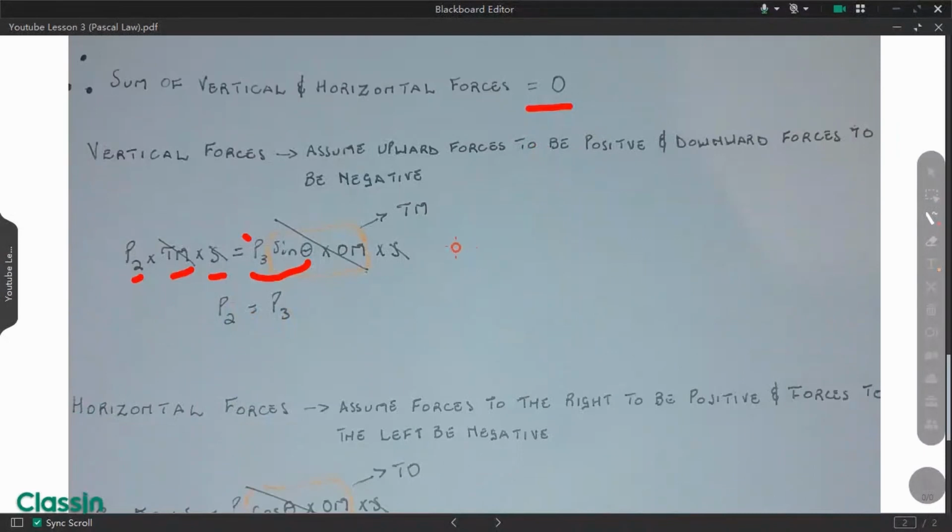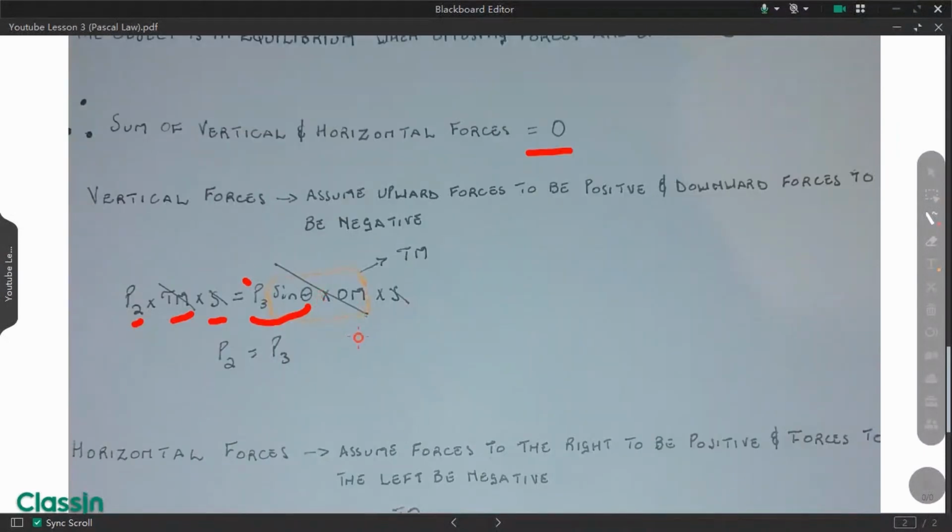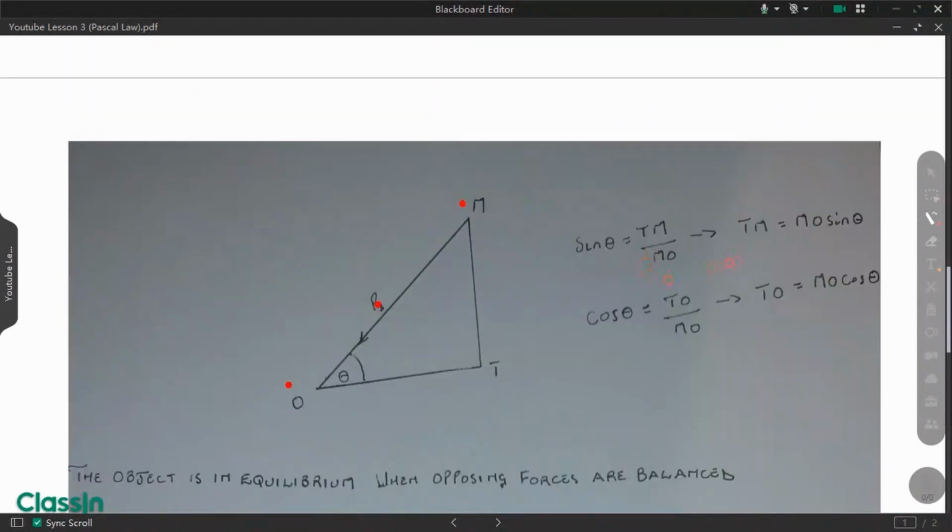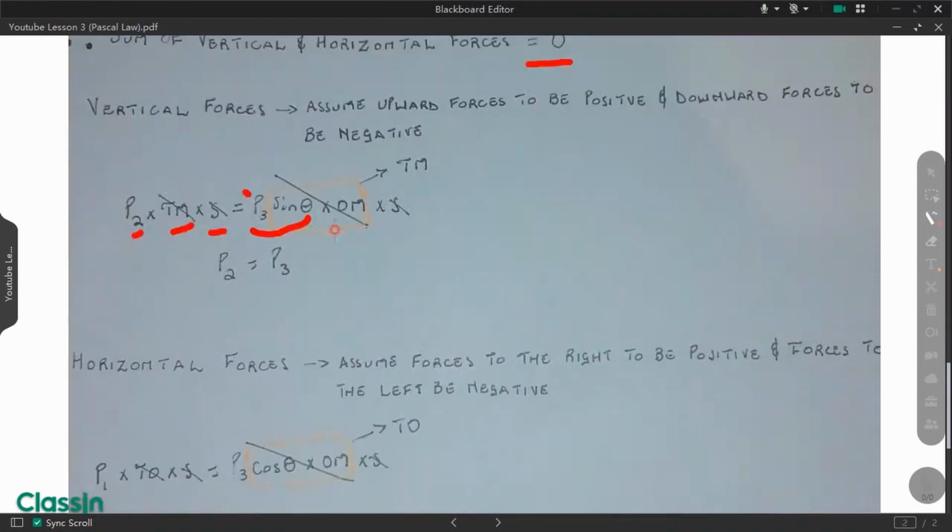Right, let's move down a little bit. So when you look here, sine theta multiplied by OM, which is the vertical component, sine theta, this one, multiplied by MO is equal to TM. So sine theta by OM is equal to TM. So TM cancels this TM. You are only left with the thickness, then the thickness cancels out. So we prove that P2 is equal to P3.